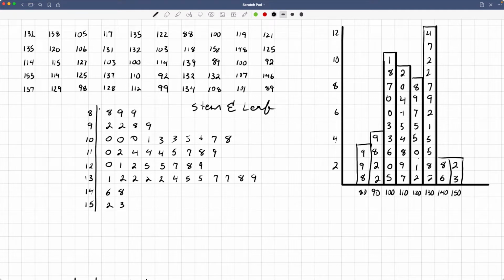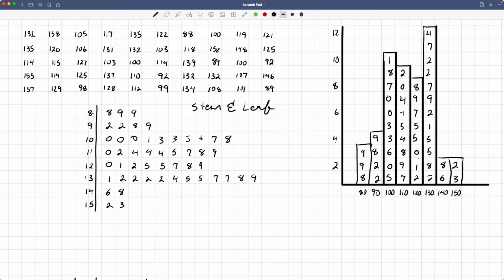All right, and the stem here, this is your tens place. So this actually represents 80, 90, 100, 110, 120, 130, 140, 150. And these represent the ones place, and all of this data has been organized into this stem and leaf plot.